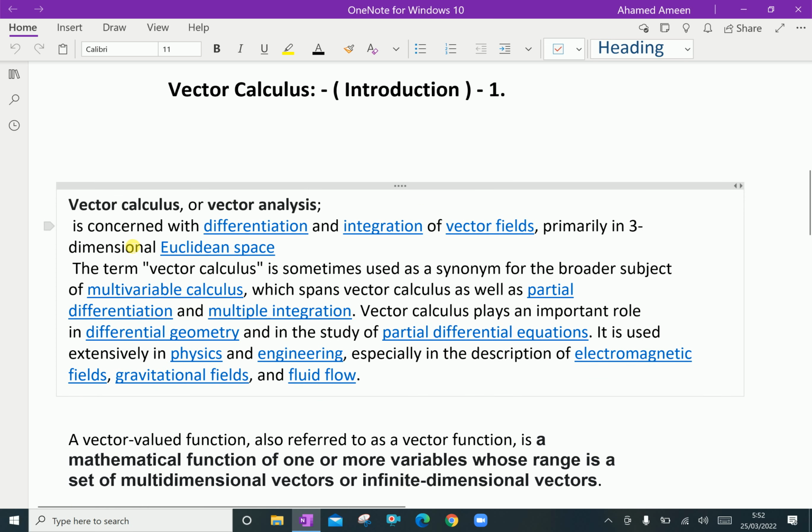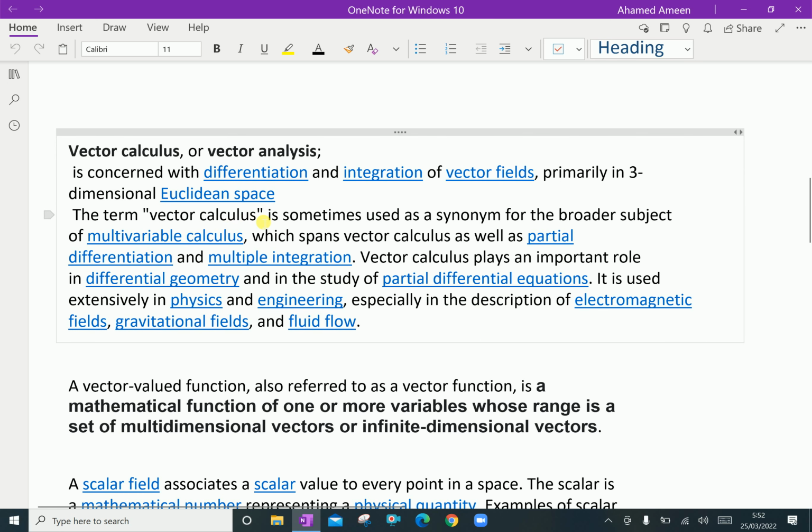In vector calculus, let us do some introduction. What is vector calculus or vector analysis? It is concerned with differentiation and integration of vector fields, primarily in three-dimensional Euclidean space. The term vector calculus is sometimes used as a synonym for the broader subject of multivariable calculus. Here it is useful in physics and engineering, especially in the description of electromagnetic fields, gravitational fields and fluid flow, etc. So it is more useful in these engineering fields.